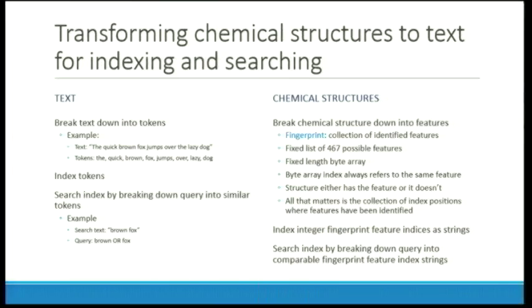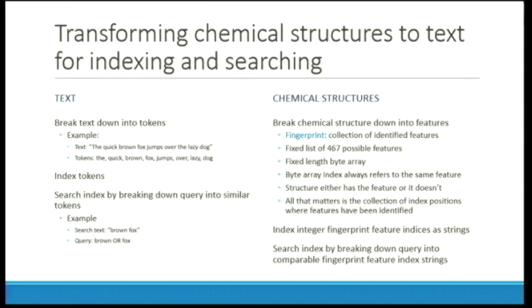So how are we going to transform the chemical structures to text? I'm going to use a text example here, since that's something that most people will understand. Obviously, if you're going to index and search text, you're going to take the text you're going to index, break it down into tokens, and then index those tokens. When you search, you're going to take your input search string, break it down into tokens, and then search on the corresponding query. So for chemical structures, we have to break those chemical structures down into features. And a collection of identified features for a chemical structure is what's referred to as a fingerprint.